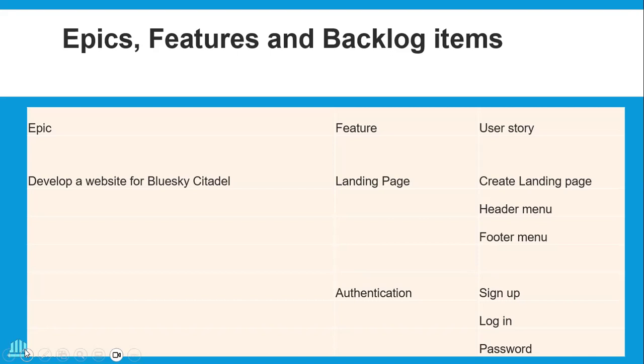Your product owner comes to tell you, I would like your team to develop a website for Blue Sky Citadel. The questions that you should be asking: what are the features that you want? What do you want on the website? Develop a website for Blue Sky Citadel. It's quite vague, isn't it? And that's why it's an epic. So do we now understand what an epic is? That's why we said it's really high level. Anybody can say develop a website, but we all know that it takes a lot to develop a website. So you now start breaking it down.